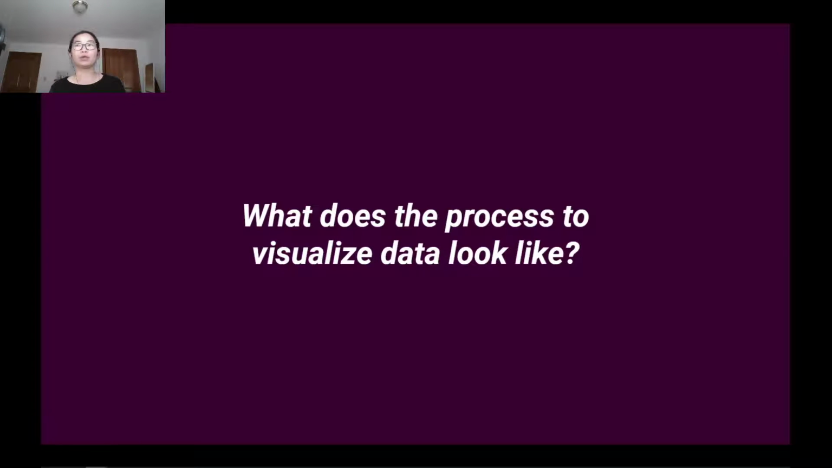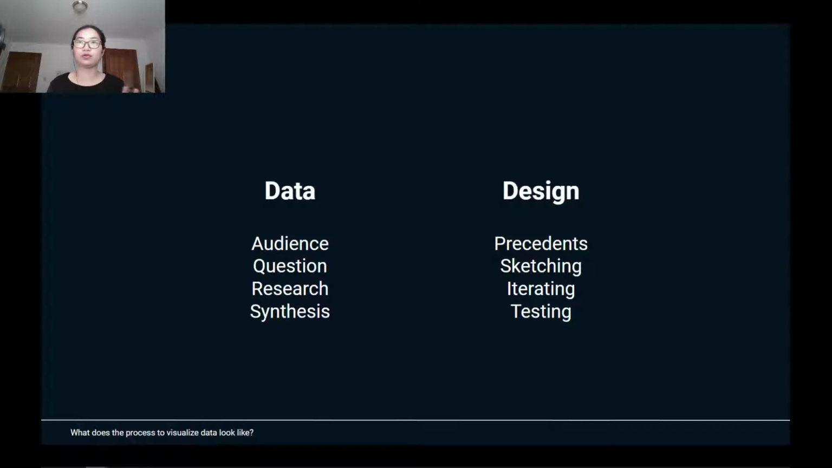Okay, so what does a process look like? So the process always changes when I make my work, but in general, at a high level, this is kind of what it looks like. So there's two phases. There's data and there's design. When working with data, it breaks down into understanding the audience, having a question, doing research, and synthesis. Design, doing precedent research, sketching, iterating, testing. And if you do anything beyond that, maybe development, that would be another step to it. But for this purposes, I'm just going to simplify it in this way.